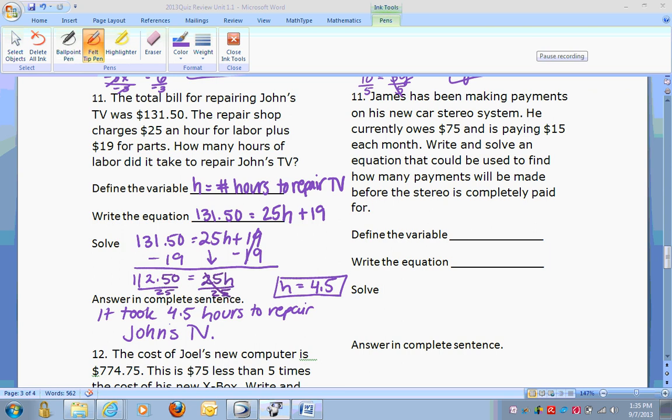Okay, the next problem tells us that James has been making payments on his new car stereo system. He currently owes $75 and is paying $15 each month. Write and solve an equation that can be used to find how many payments will be made before the stereo is completely paid for. Well, let's define the variable. P, I'm going to let equal the number of payments.